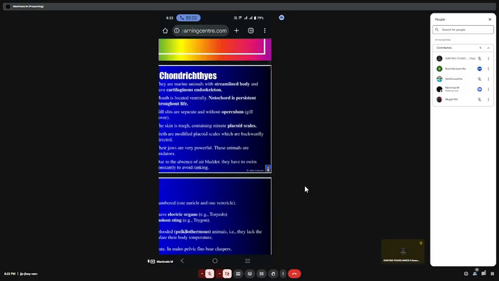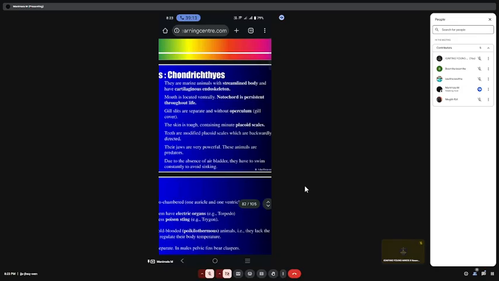What about the body? Streamlined body. The mouth is located ventrally. What about the notochord? Persistent throughout life. Gill slits are present, nearly 5 to 6 pairs, and the operculum is absent. The gill slits are separate and present without an operculum.